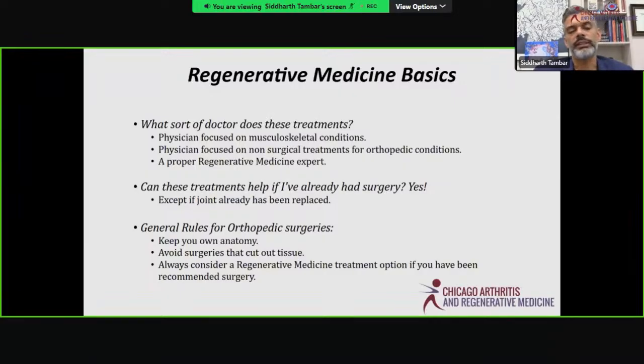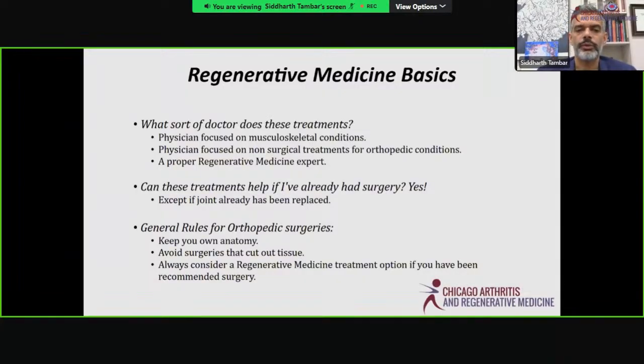Another common question, can someone be treated if they've already had surgery? Depends on the surgery. If you've had, let's say, an arthroscopy, that can still be treated afterwards. In some cases, post-arthroscopy, injecting your own cells would actually give you a better result long-term. If you've had an actual joint replacement, we wouldn't be injecting into that once you've got hardware in there.